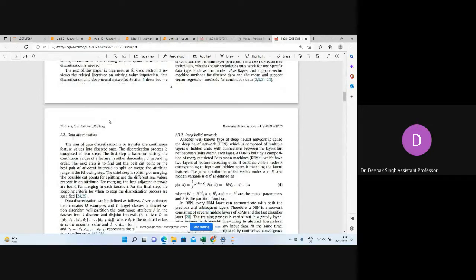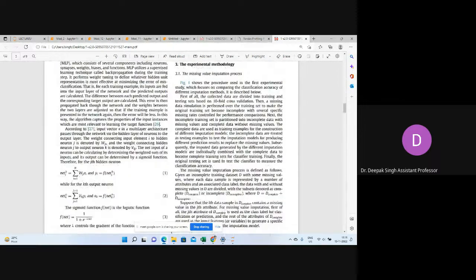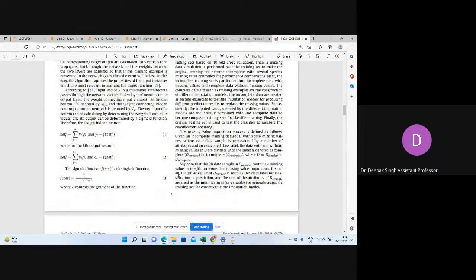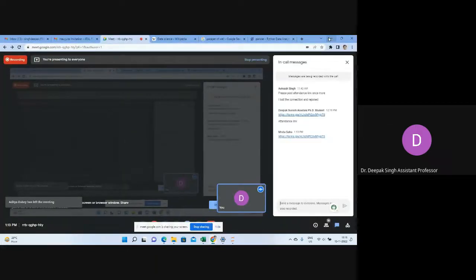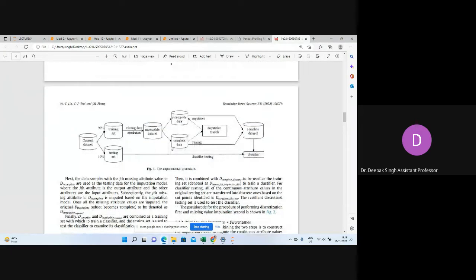In addition to that, data discretization is also used. Discretization is nothing but dividing continuous values into bins, and bin indices will be used instead of values. See, in the experimental methodology, you can see this flow diagram. The original data set is divided into two parts: the training set and the testing set. In fact, this training and testing split is k-fold, which means it will be repeated 10 times, a 90-10 split repeated 10 times.